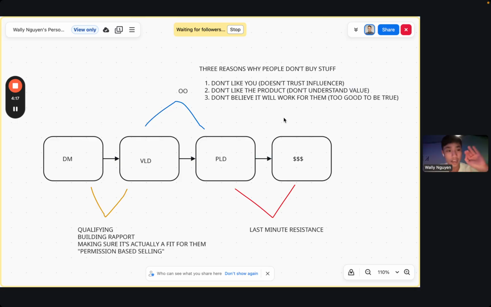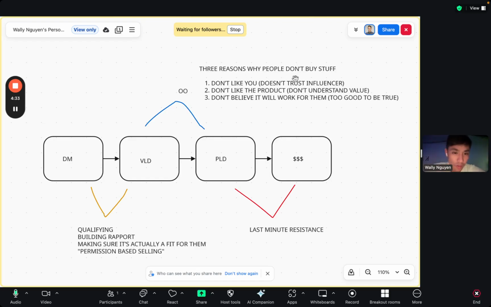I think of it kind of like three levers, or pedals, however you want to put it. At any point in time, we just need to press on one of these levers, whether it be one, two, or three, and that will help us move forward towards the sale. So, three reasons why people don't buy stuff.